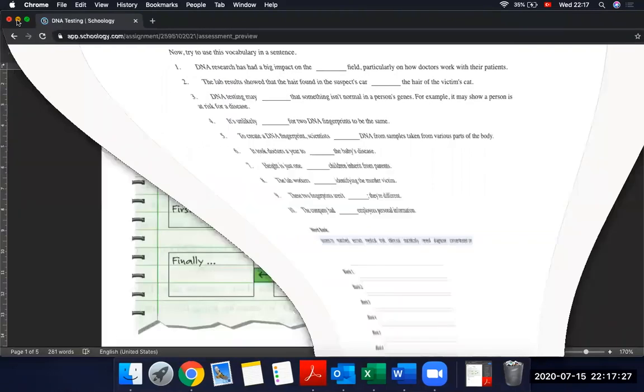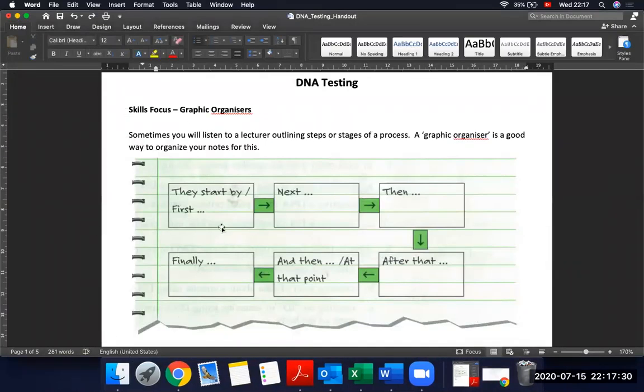When you are finished with this, please go to the handout and read the notes about the skills focus graphic organizers. Sometimes you will listen to a lecture outlining steps or stages of a process. A graphic organizer is a good way to organize your notes for this. So here is a graphic organizer.